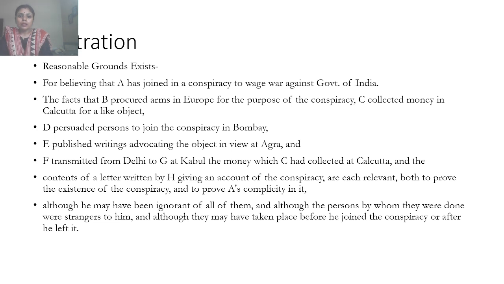Illustration. Reasonable grounds exist for believing that A has joined in a conspiracy to wage war against the government of India. The facts that B procured arms in Europe, D persuaded persons to join the conspiracy in Bombay, E published writing advocating the object in view at Agra, F transmitted from Delhi to G at Kabul the money. So we can see here that A, B, D, E, F, and G are involved, and they are committing various things under the operation, and it is resulting in waging war against the government of India. So all these facts which are involved are relevant under Section 10.